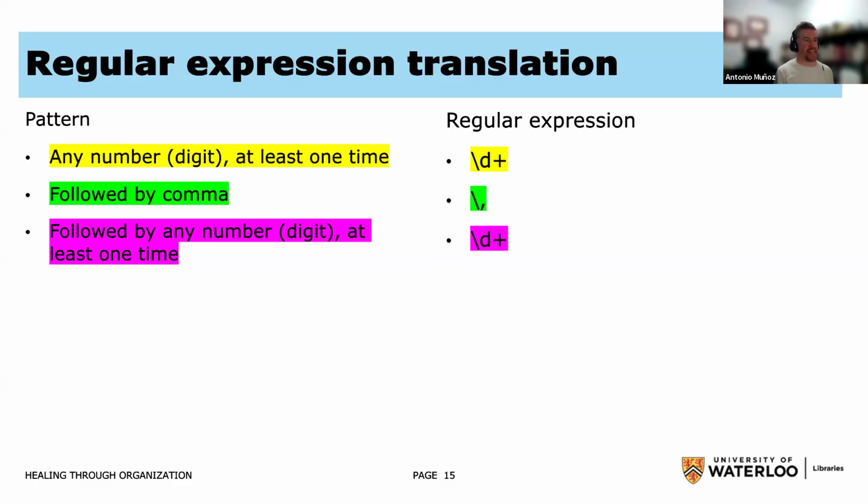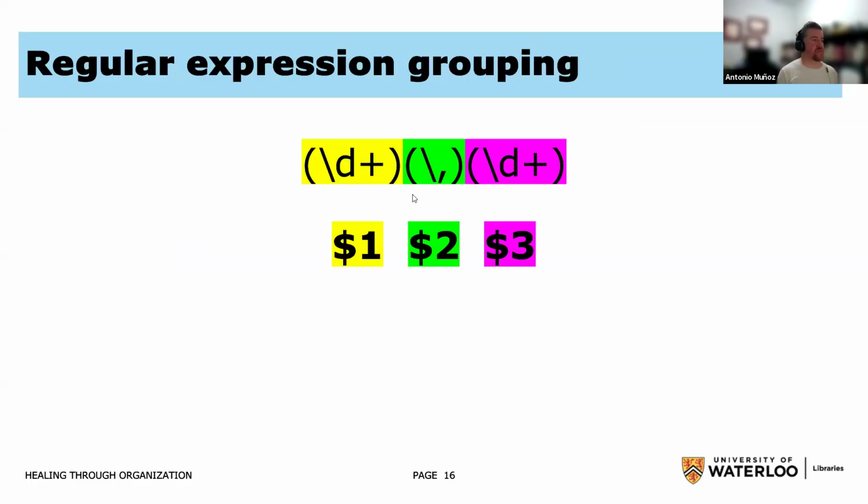And then we take that and we group it. So we make 3 groups, 1, 2, 3. And the reason we make these groups is because we want to get rid of something. We want to get rid of the second group. We want to get rid of that comma.